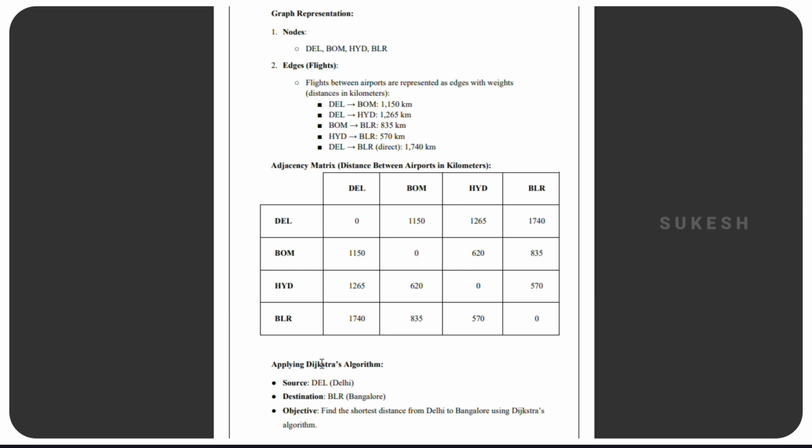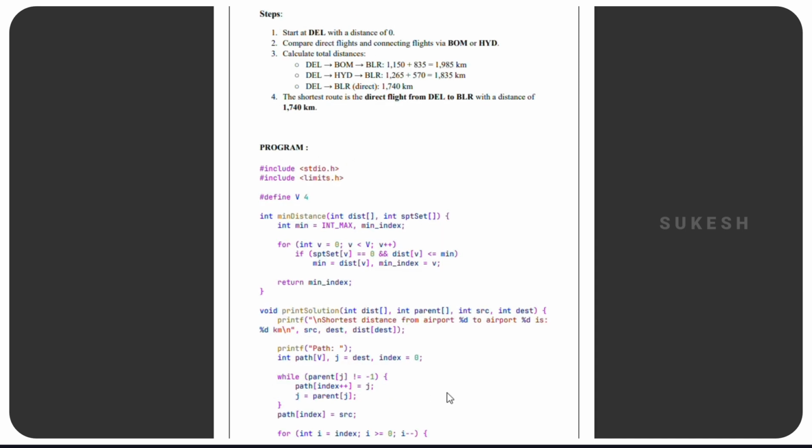And let us apply the Dijkstra algorithm. Let me explain that. Let's take the source as Delhi and the destination as Bangalore, and here are the steps to find the shortest path between Delhi and Bangalore. Let's compare the direct flights and connecting flights through Bombay and Hyderabad.